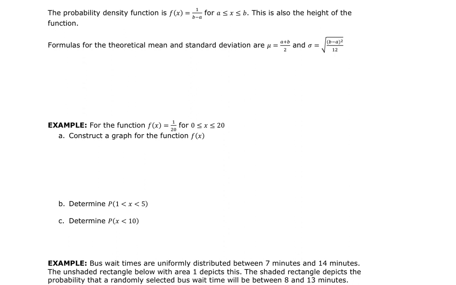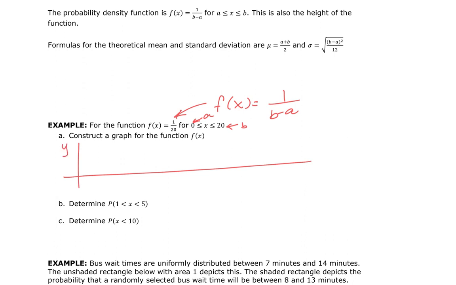So for the function f of X equals 1 over 20 between 0 and 20, I can tell you where they got the 1 over 20, because remember we are using f of X equals 1 over b minus a. Here is b, here is a. Construct the graph. Okay, so here's my graph. I'm going to call this y and this x. I'm going to start at 0 and end at 20, and its height, how far up I'm going to go, is going to be 1 over 20. In other words, f of X is equal to 1 over 20.